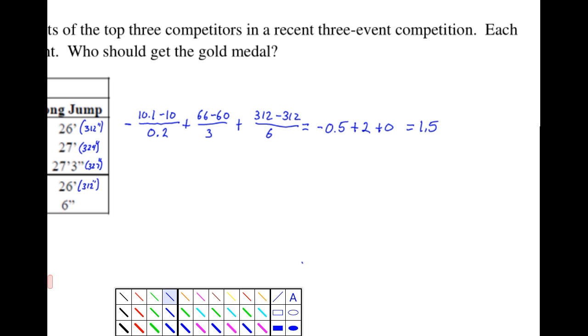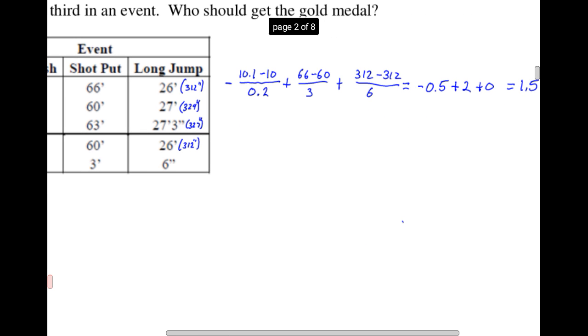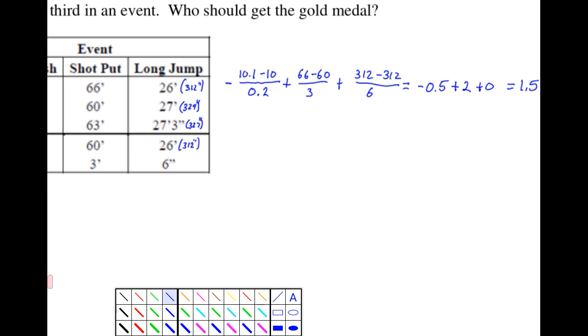So the first competitor has a score of 1.5. Overall, their performance was 1.5 standard deviations above the mean for these 3 events. Respectable. Let's see how the other competitors fared.